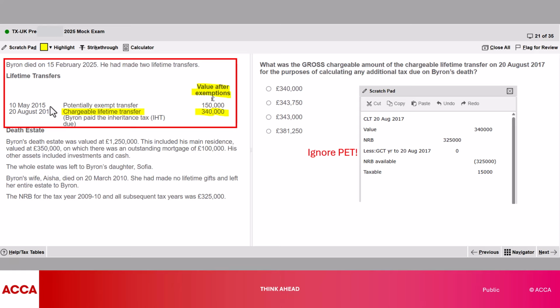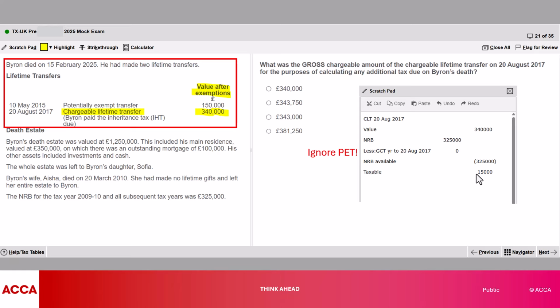Now we do have one transfer in the 7 years before this one, but at this point it's a potentially exempt transfer. So when we're working out the lifetime tax on a lifetime gift to work out the gross amount to carry forwards, it's just gross chargeable transfers, so that would be CLTs in the 7 years before this one, that will affect the nil band. That gives us a taxable amount of 15,000.